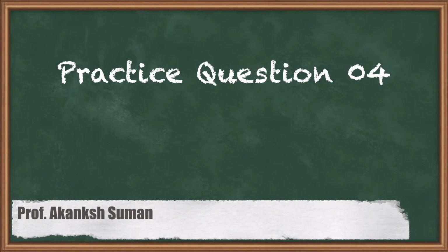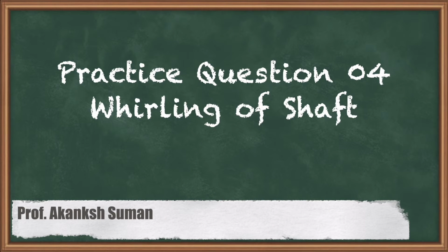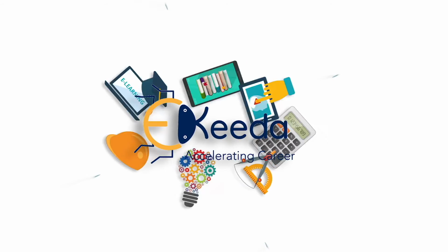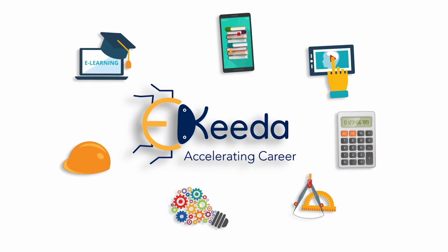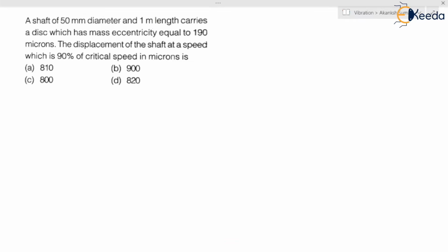Hello everyone, now we are going to solve the questions based on the whirling of the shaft. A shaft of 50 mm diameter and 1 meter length carries a disc which has a mass eccentricity equal to 190 micron. This is in micron, remember. So, what is the displacement of the shaft at the speed which is 90% of critical speed, in micron?